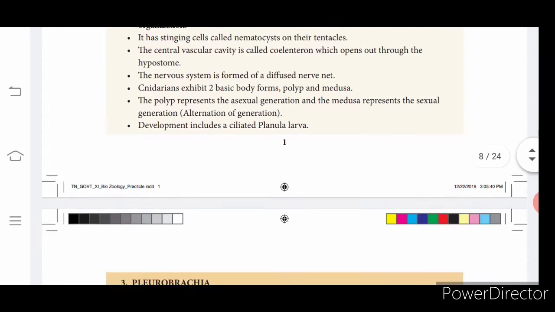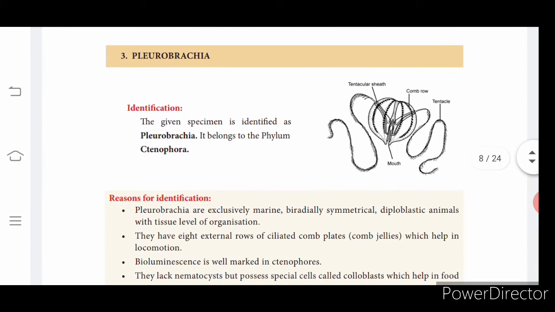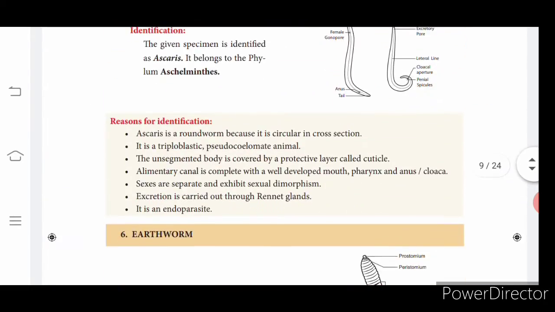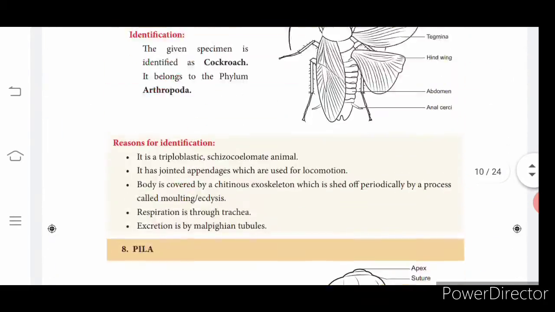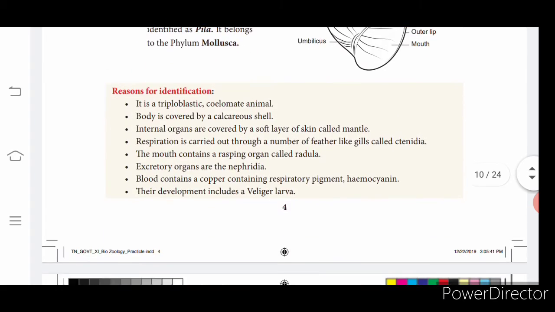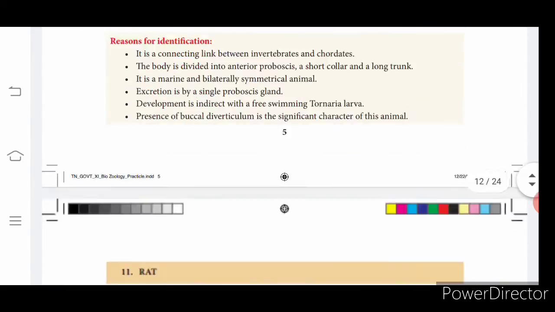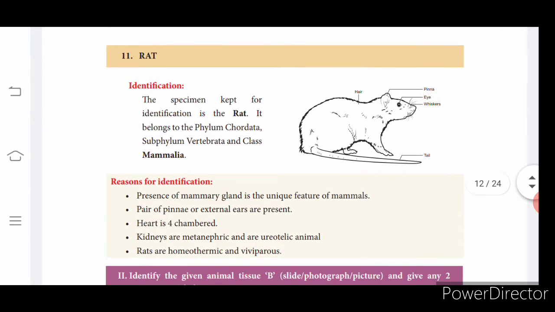Any 4 points enough. Same way you are going to do for pleurobrachia. That will be in your third page. Likewise it goes on. One page, one diagram, identification and reasons for identification. Any 4 points. Okay. So till rat it will be for your first question.